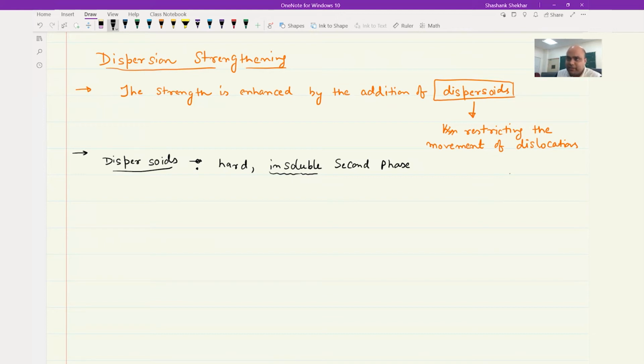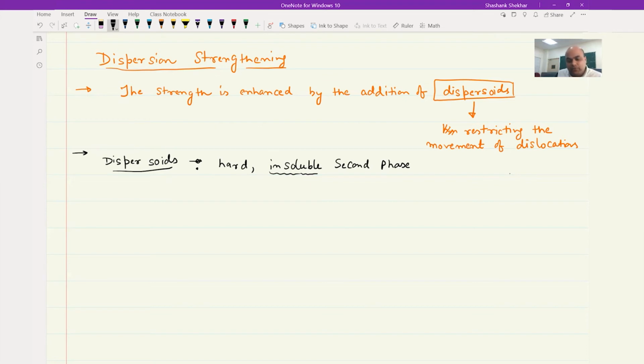Now, the second difference is that in precipitation strengthened alloys, if you go to high temperature, those precipitates which you formed during the aging treatment can dissolve back, right? And that was the first treatment, if you remember, the solution treatment itself. So precipitation hardenable alloys are not very suitable if you want to work at very high temperature, because the precipitates will dissolve back and then the strengthening will be lost.